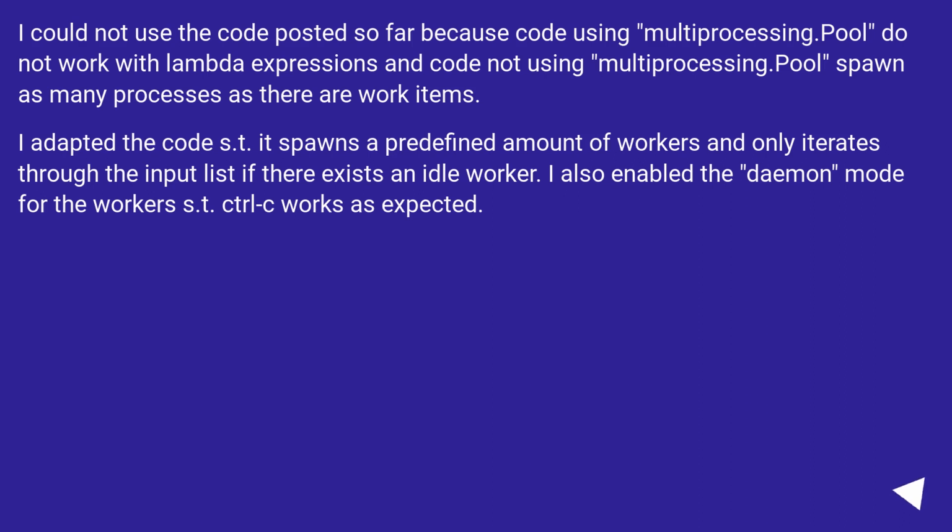I could not use the code posted so far because code using multiprocessing.Pool does not work with lambda expressions, and code not using multiprocessing.Pool spawns as many processes as there are work items. I adapted the code so that it spawns a predefined amount of workers and only iterates through the input list if there exists an idle worker. I also enabled the daemon mode for the workers so that Control-C works as expected.